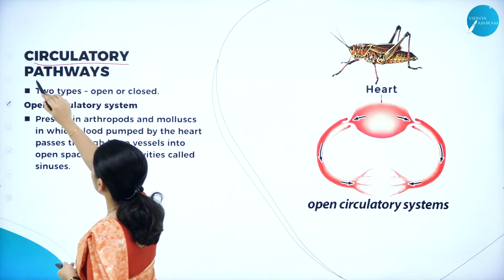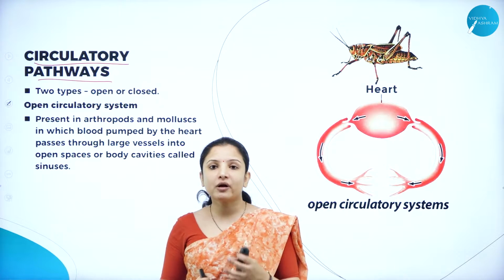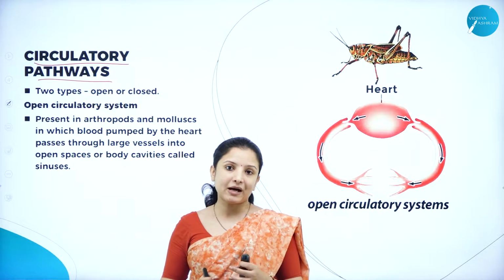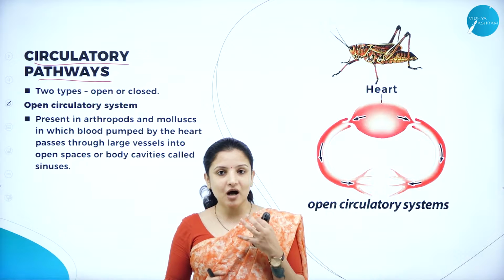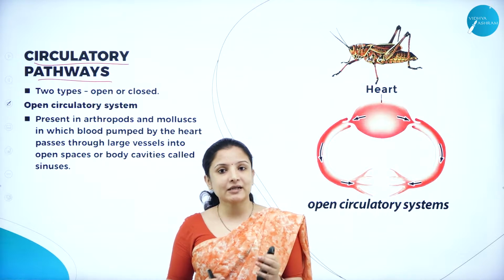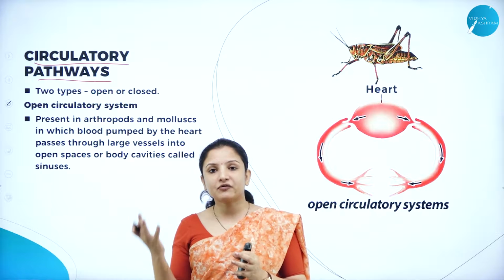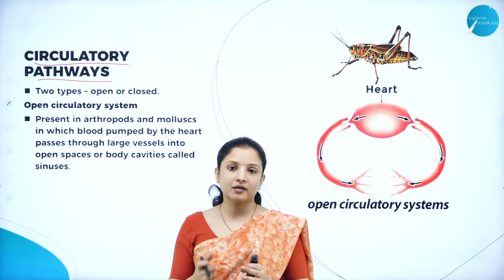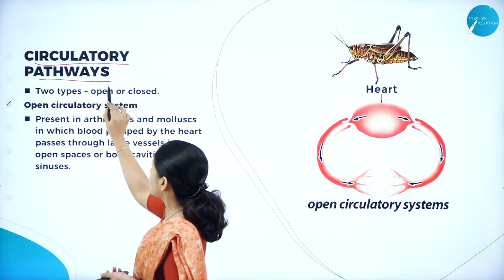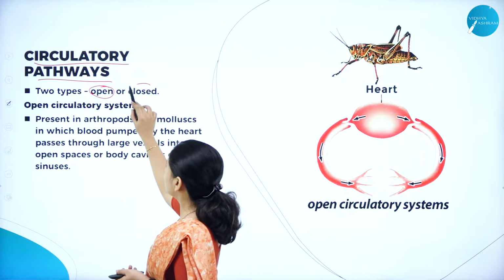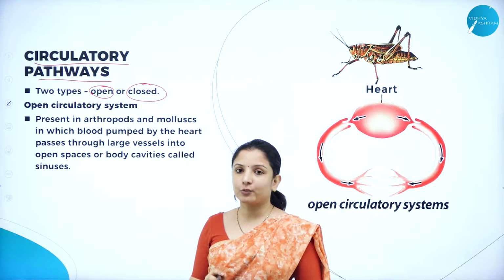Before moving on to studying the human circulatory system, let us know about the different circulatory pathways that are there. So usually the circulatory pathway involves the heart, right? How exactly the blood travels from the heart to different organs and from the organs back to the heart. So that is the circulatory pathway. There are 2 types of circulatory pathway. One is the open circulatory pathway and the other one is the closed circulatory pathway.